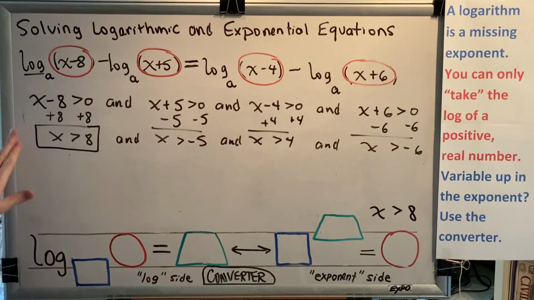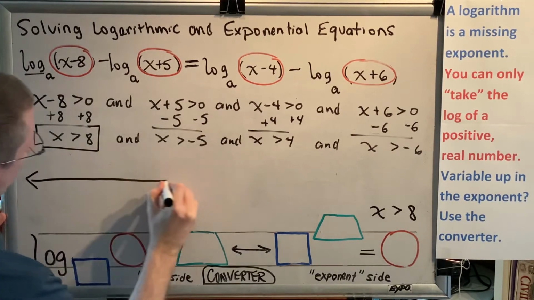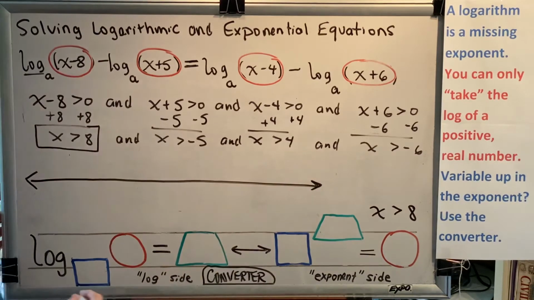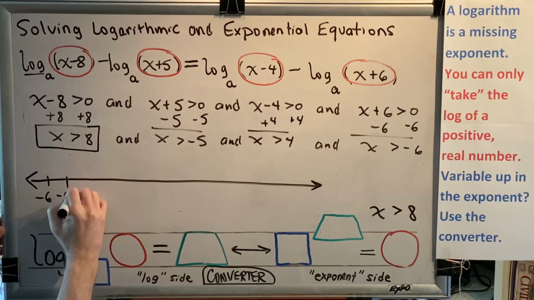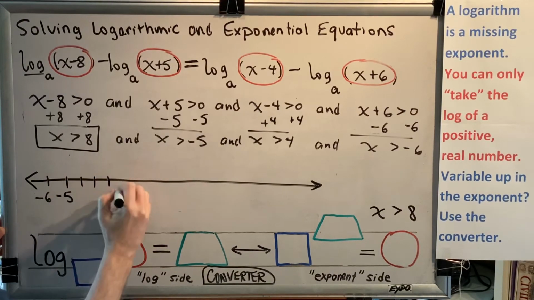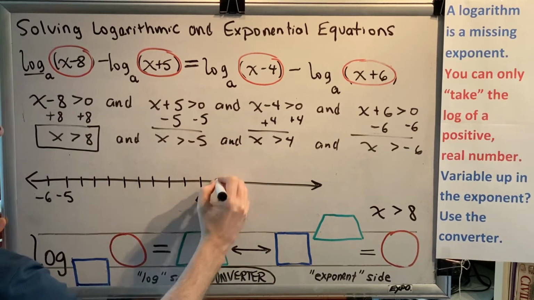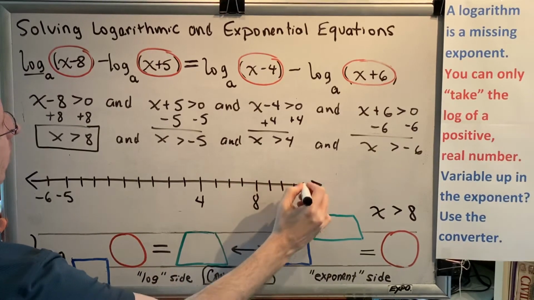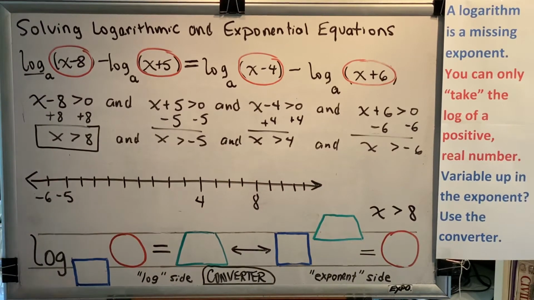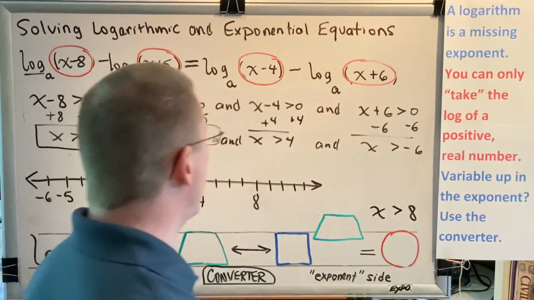Now I mentioned that this is a problem from intermediate algebra. How did we solve that problem then? Well, we used a graphing technique. We graphed each one of the inequalities on a number line. So for example, if I put negative 6, negative 5, negative 4, negative 3, negative 2, negative 1, 0, 1, 2, 3, 4, 5, 6, 7, 8. If I put these values on a number line and I graph each inequality in its own color, then all I have to do is find the overlap of the shaded regions.